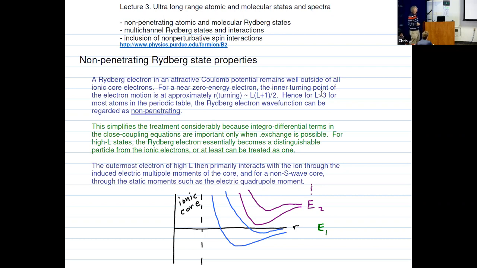I'm going to present this third lecture on ultra-long-range atomic molecular states. I'll have a first discussion of non-penetrating atomic Rydberg states. We'll talk about multi-channel Rydberg states and the ultra-long-range molecule properties that could form, observed experimentally, but I think it's an interesting area to explore. And I'll discuss how, in collaboration with Matt Eiles, I developed a treatment of non-perturbative spin interactions.